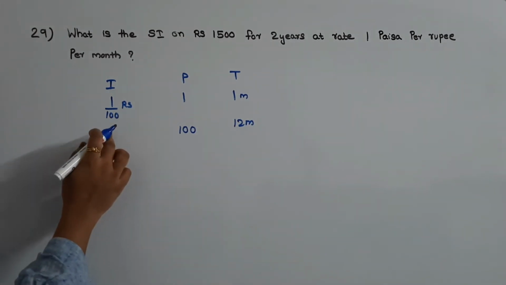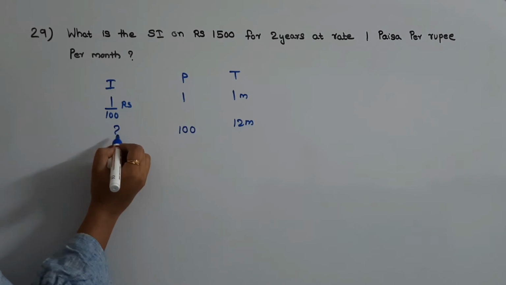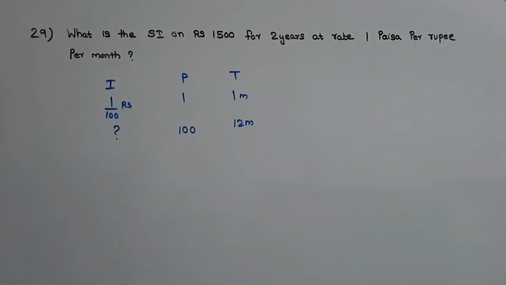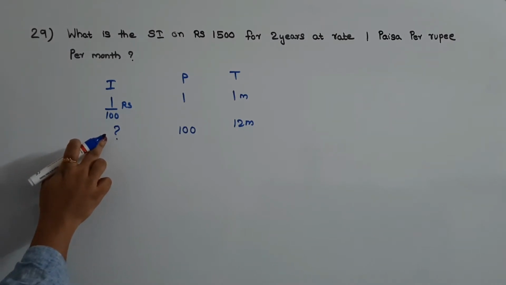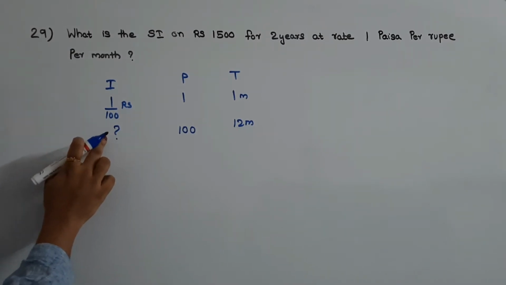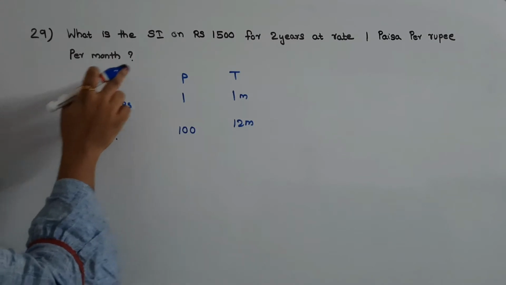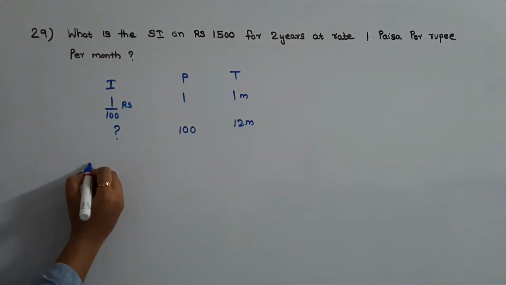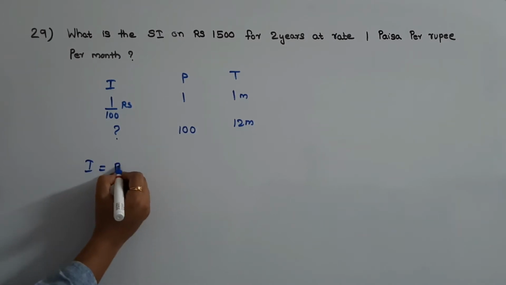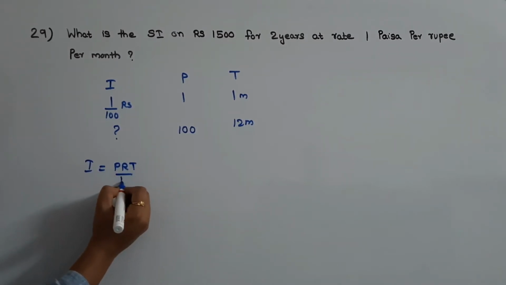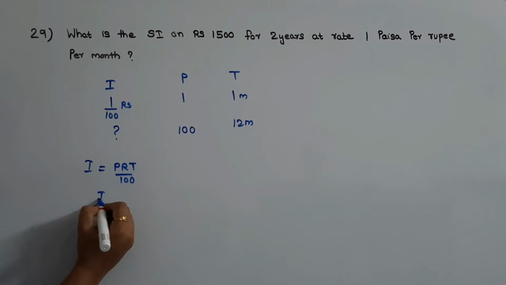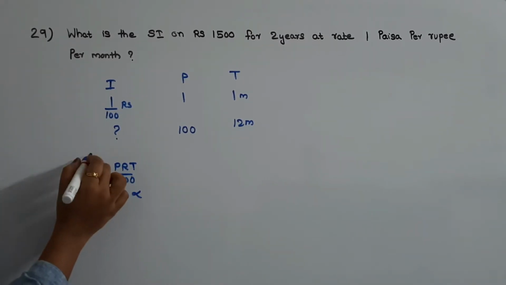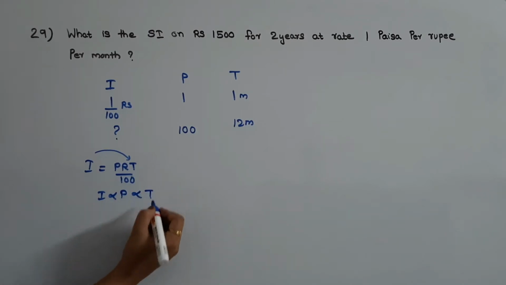So, rate of interest is the interest value when principal is 100 and the time period is 1 year. We need to find out this value. In order to find this value, let us see what is the relationship between interest and principal and also interest and time period. We know that interest is equal to PRT by 100, which means interest is directly proportional to principal and it is also directly proportional to the time period.